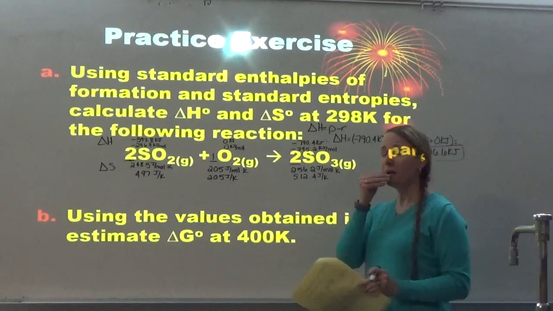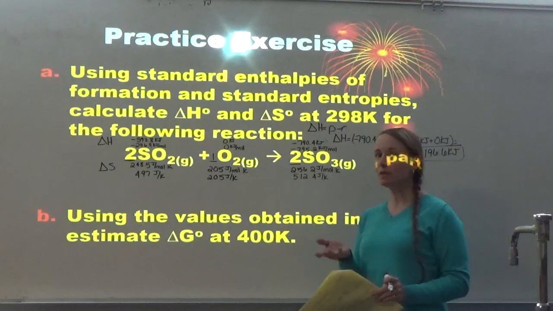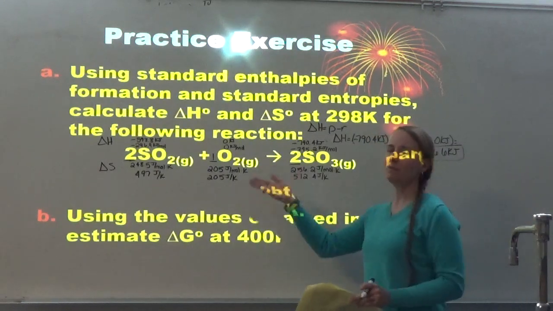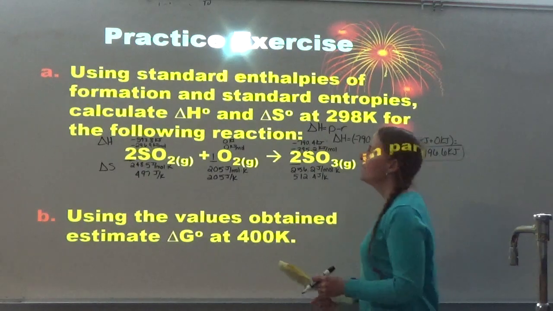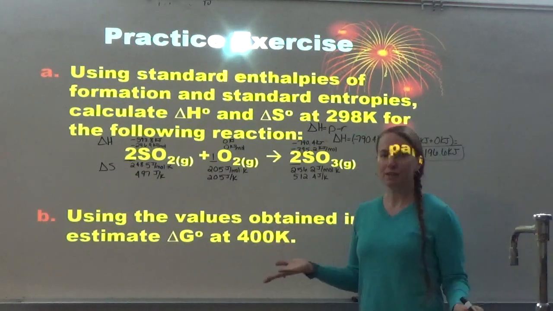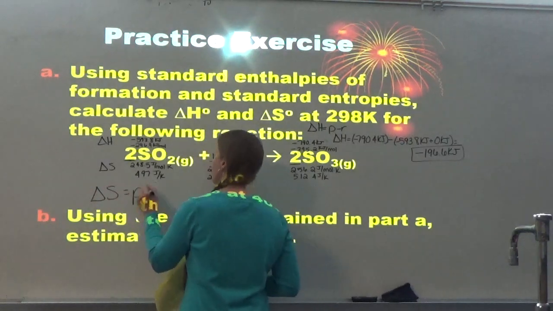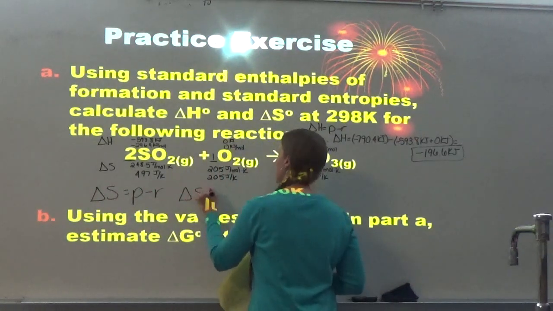Okay, so y'all, it really might help if you have out your textbook and are finding these numbers in Appendix C. That's the only place I'm pulling them from. Obviously on the AP exam, they will be given to you. So delta S is just like delta H. It's products minus reactants. Okay, so then I just plug in.